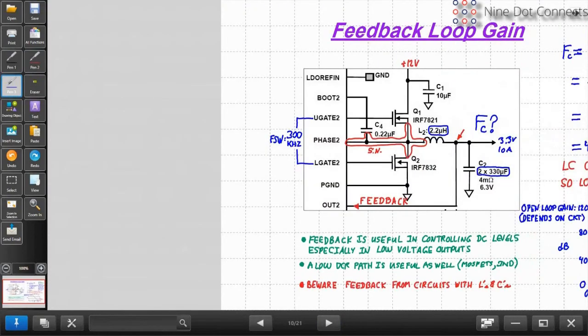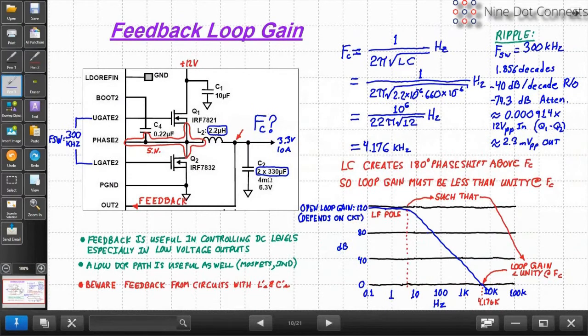Okay, here's a little tip. A couple of things we need to talk about. Feedback loop gain. Let's look at this circuit. This is only part of an IC.